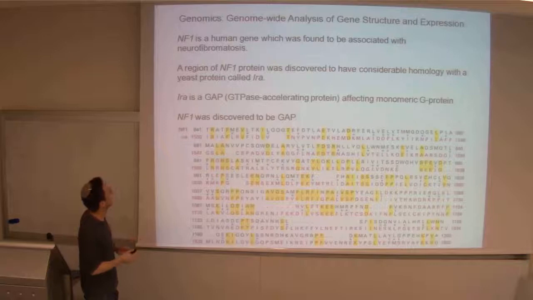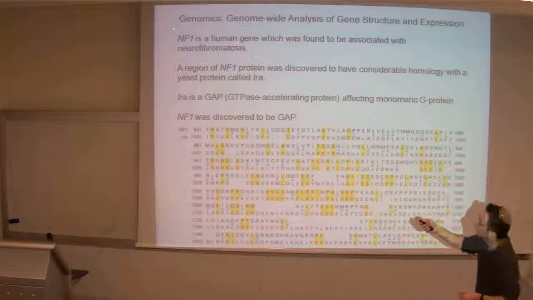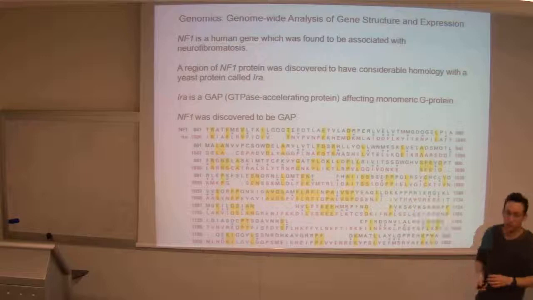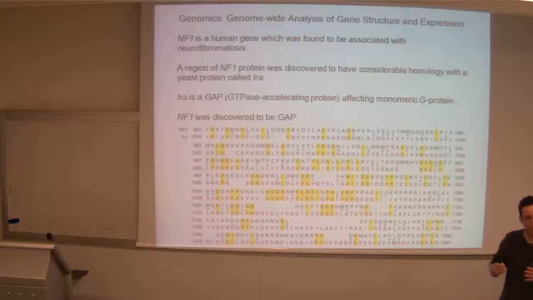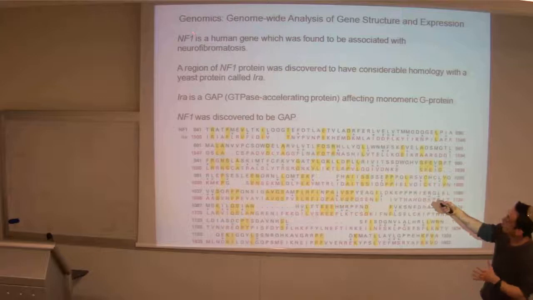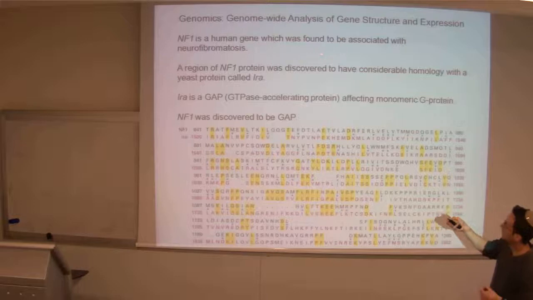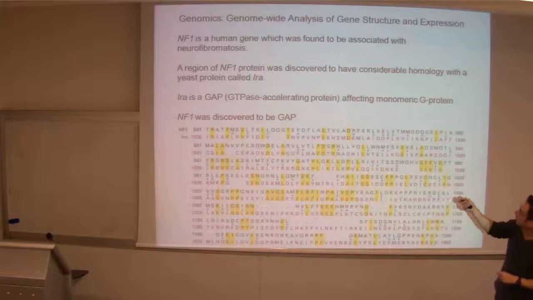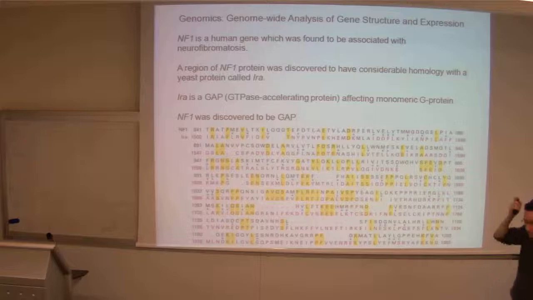The story starts with NF1, a human gene that was found to be associated with neurofibromatosis, a harsh syndrome also called the Elephant Man syndrome, in which you have large protruding bumps from the peripheral nervous system. Some association in mutations in this gene was linked with this syndrome, though no mechanism was yet known. In parallel, this approach showed that a region in the NF1 protein has considerable homology with a yeast protein called IRA. So we've moved from studying human, which is quite hard, to studying yeast, which is extremely easy. In yeast, IRA is a GAP, a GTPase accelerating protein.